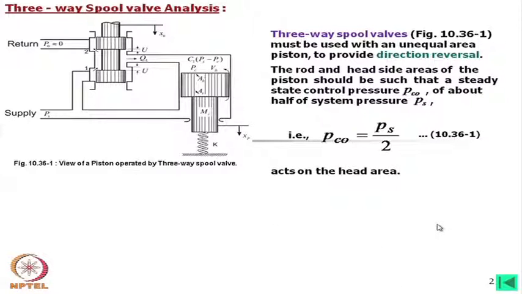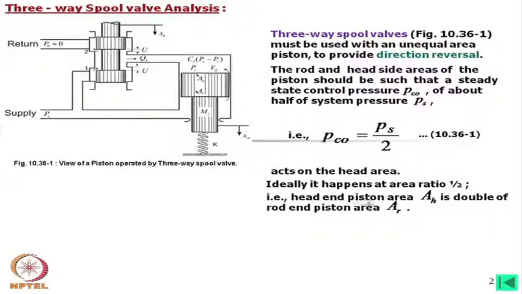Now, for that what we do? Ideally it happens at area ratio half. What does it mean? That the head area of piston AH is double the rod end area AR. That means here the AR is the annulus area. The head area means the full area. So, full area should be double of that annular area. That can be done, it is not difficult to do such things, but you should not confuse here that this does not mean the diameter of the rod is half of the piston diameter. It is not, the area is half, you have to keep in mind.